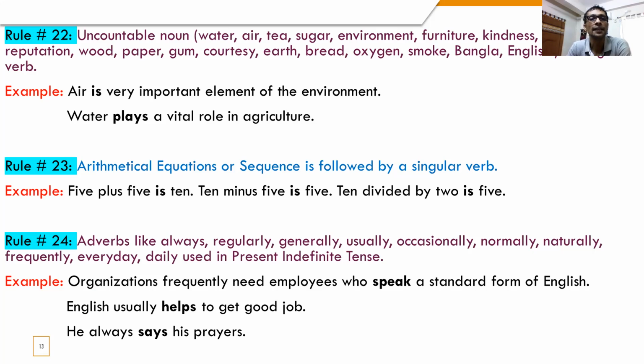So you can see that when you use arithmetical equations or any arithmetical sequence, you must use singular verb, not the plural verb. Rule number 24. There are some adverbs like regularly, generally, usually, occasionally, normally, naturally, frequently, every day, daily. They are used in present indefinite tense. Very important. Like this. Organizations frequently need employees who speak a standard form of English.